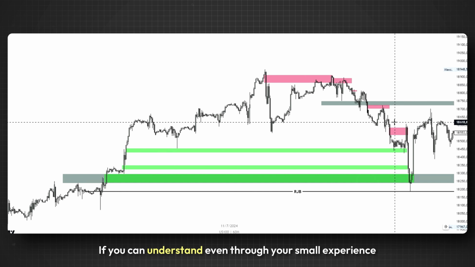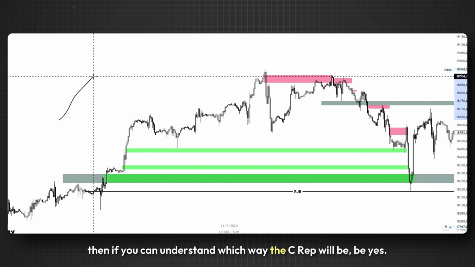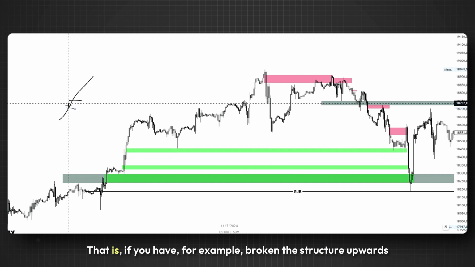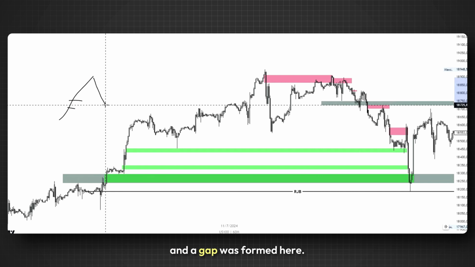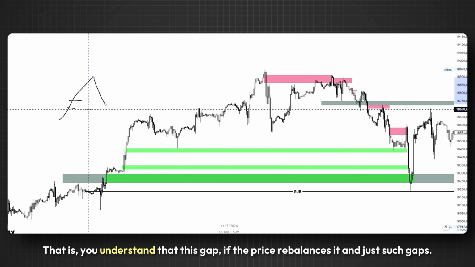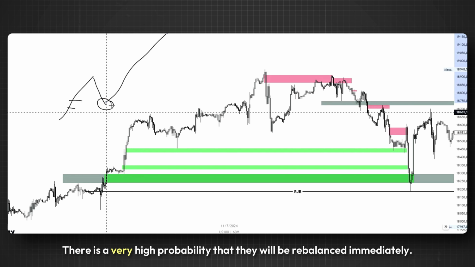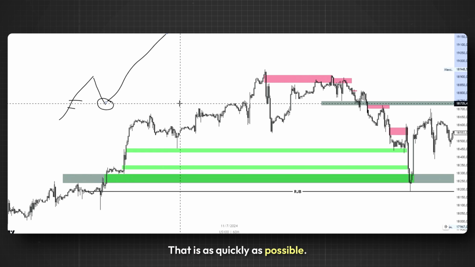If you can understand, even through your small experience, where the trend is directed, or where the price potentially wants to move, then if you can understand which way the C-rep will be, that is corrective rebalancing. That is, if you have, for example, broken the structure upwards and a gap was formed here. You understand that if the price rebalances this gap, and just such gaps, there is a very high probability that they will be rebalanced immediately. That is, as quickly as possible. The price finds support on them and flies somewhere else.